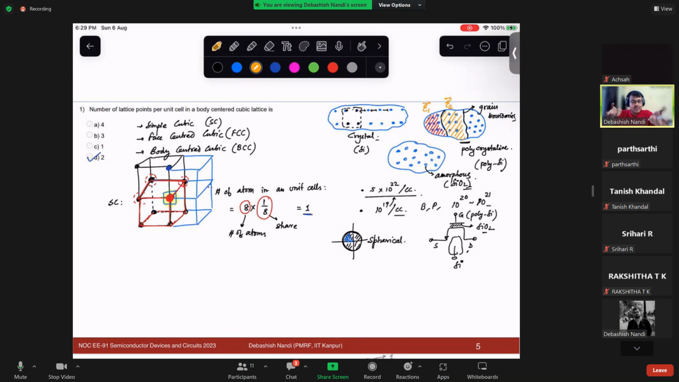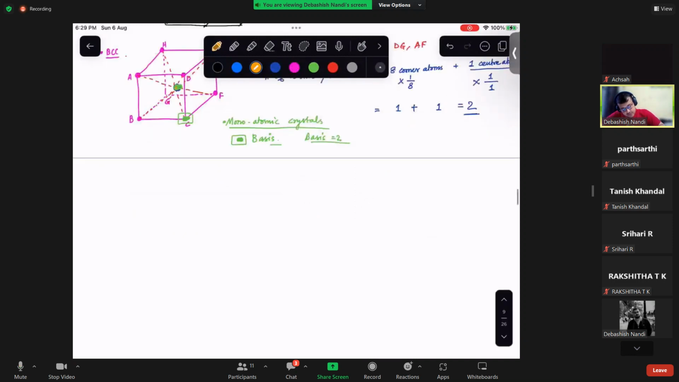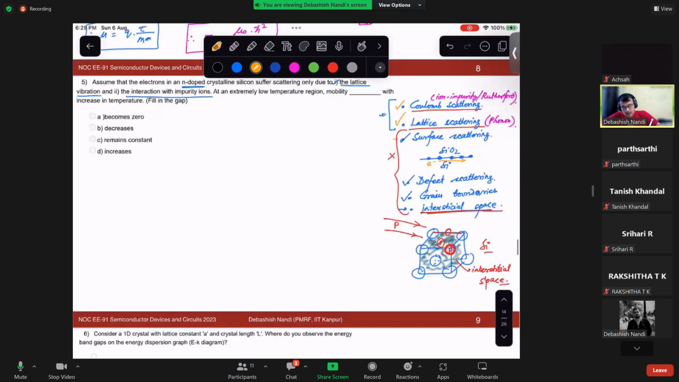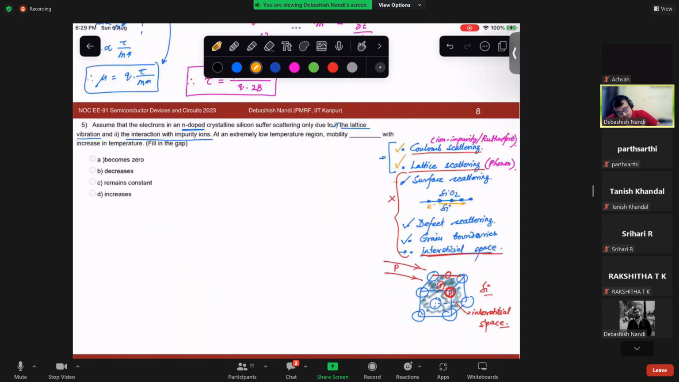In that sense, every force, attraction force, is ultimately electromagnetic force only. Okay, let's not go into that. So these kinds of defects are there. Now we are concerned mainly about lattice vibration or phonon scattering, or lattice scattering, and Coulomb scattering. Okay, let me write. This is Coulomb scattering, and this is lattice scattering or phonon scattering.